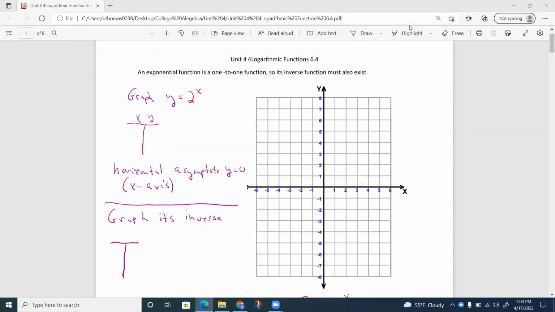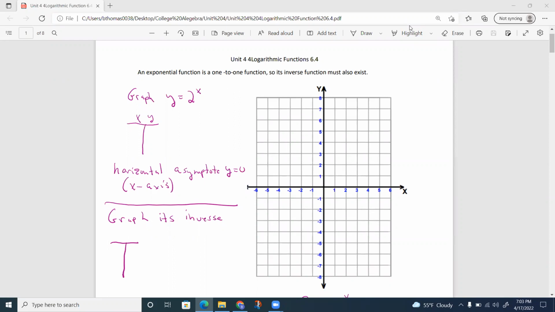So good afternoon. We're going to do a lesson on logarithmic functions. This is going to be lesson 4 of this unit. This comes from chapter 6, section 4. So again, we've talked about an exponential function, and we mentioned it is a one-to-one function, so it has to have an inverse.